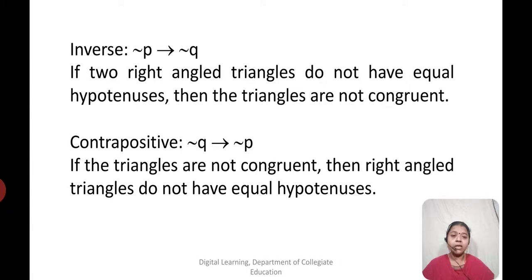The last part is contrapositive. This is negation Q implies negation P. Now if you write it in words, it says: if the triangles are not congruent, then the right angle triangles do not have equal hypotenuse.